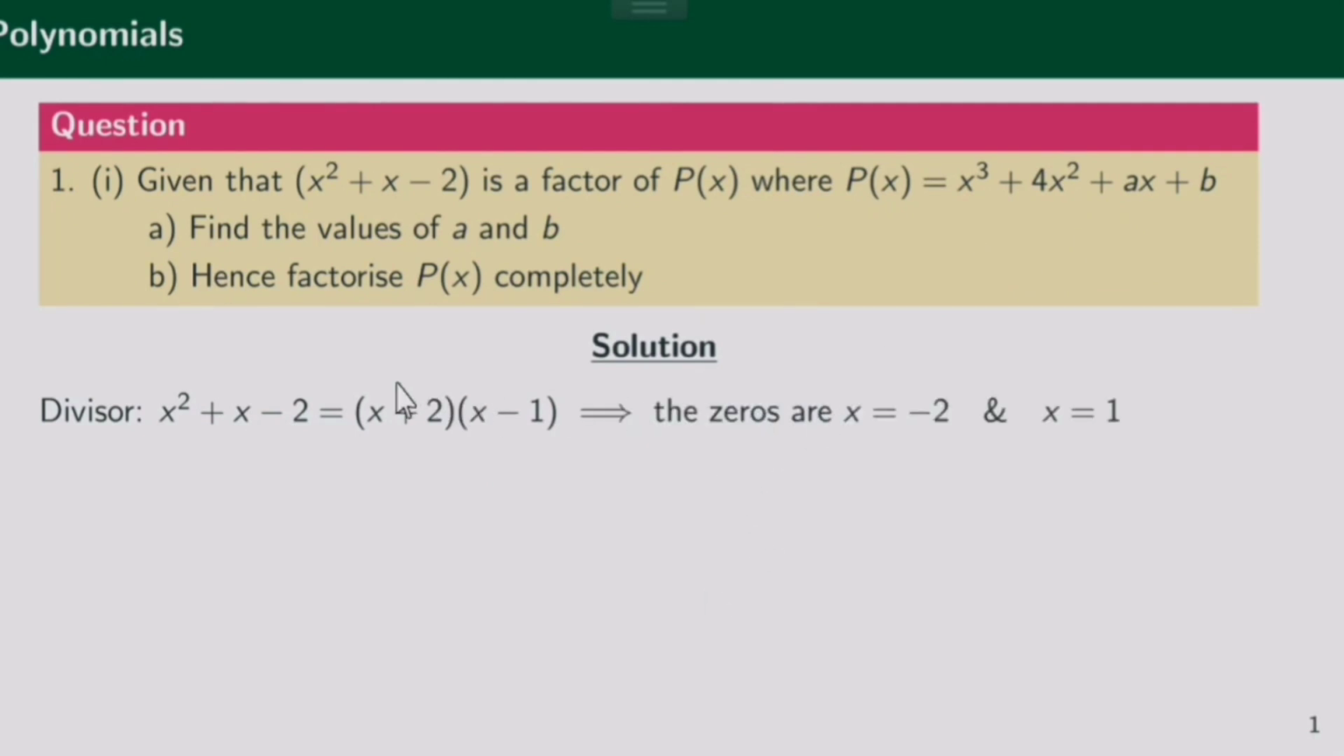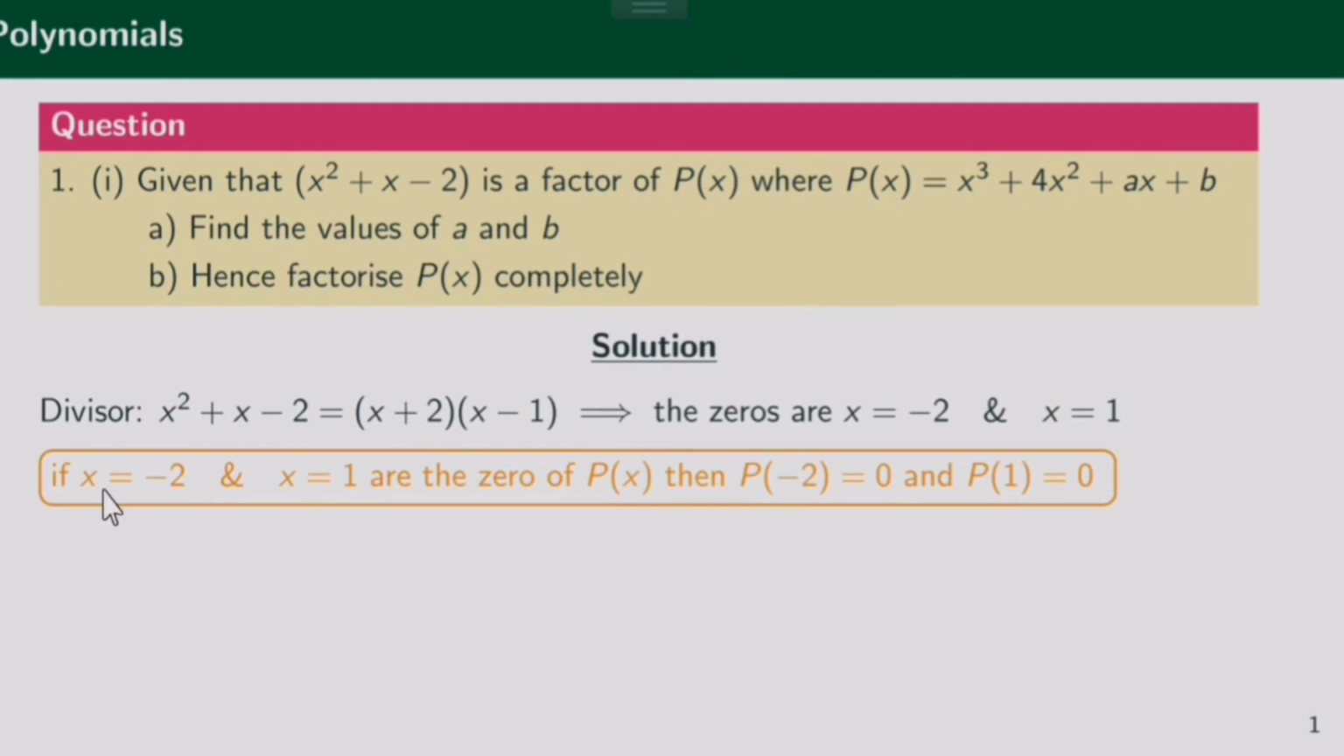Now, the next thing to do is to find the zeros of this expression by equating it to 0 and finding the value of x. If x plus 2 is equal to 0, it will imply x is equal to negative 2. And if x minus 1 is equal to 0, it will also imply x equals 1. Now, if x equals negative 2 and x equals 1 are the zeros of the polynomial p of x, then if I substitute negative 2 into p of x, I will have 0. And if I also substitute 1 into p of x, I will have 0. So p of negative 2 will give me 0 and p of 1 will also give me 0.